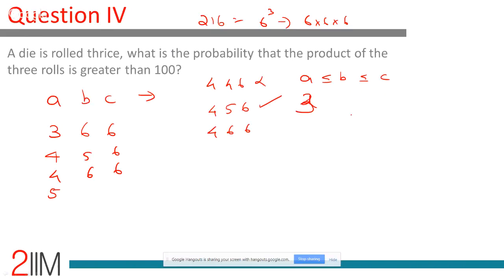So that could be 5, 5, 5, 5, 5, 6, 5, 6, 6. The only 3 possibilities. The smallest is 5. Could be all 5. Could be 5, 5, 6, 5, 6, 6. 5 into 5 into 5 is 125. This works. Obviously, these two will work. So all 3 are possible.